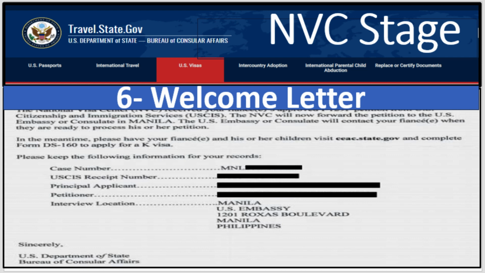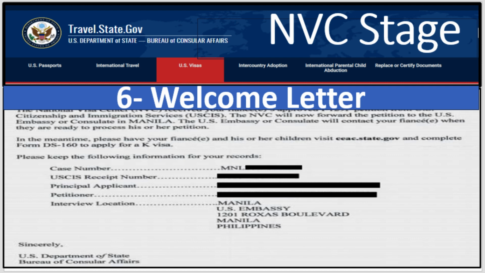That's step 6 in the K1 visa process: the welcome letter. This welcome letter will have a case number. That's the important element on this welcome letter. It also has a USCIS receipt number, petitioner full name, applicant full name, and interview location. As soon as they send you this welcome letter, they will send your petition to the embassy or consulate in your country, where you will have your interview.